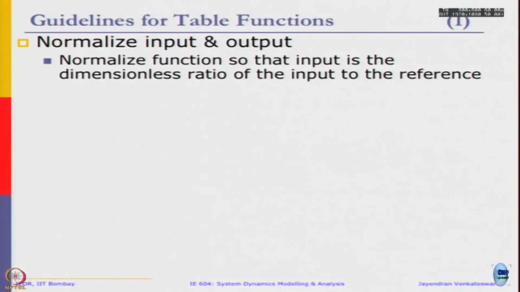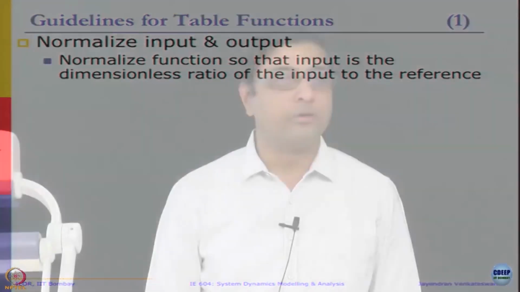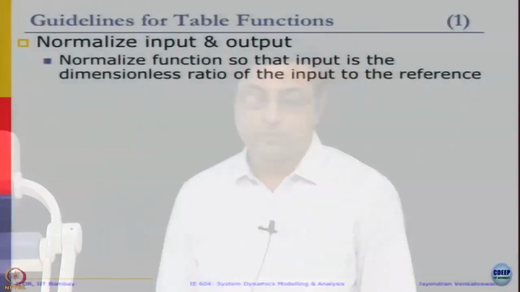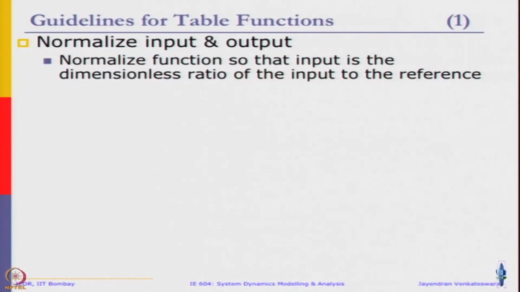So, I will just read out the guideline. First step, let us start working with normalized input and output. In yesterday's example that we saw, if you had done a units check, you would have found a units error because we had an input of density and the output was some dimensionless fraction. So, it becomes quite difficult when we want to apply it to some other scenario. One way to overcome that is to normalize the input and the output. So, normalize the function so that the input is the dimensionless ratio of the input to the reference value. So, what do we mean by that?